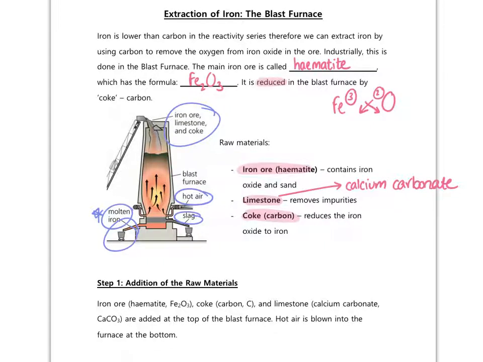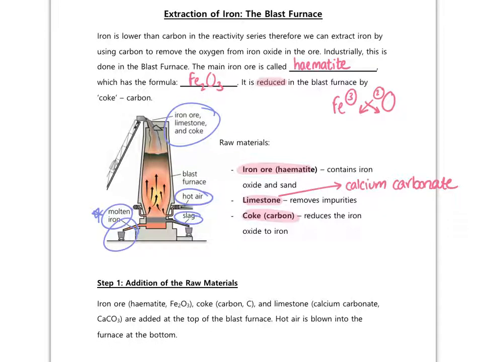So you could be asked to label that blast furnace. That has been asked in the past. So make sure you know that you put your raw materials at the top, that hot air is blasted in at the bottom, and that essentially the two things that you remove from the blast furnace at the bottom are slag and molten iron. Slag is your impurities, that's the top layer. Molten iron is your product, which is the bottom layer.